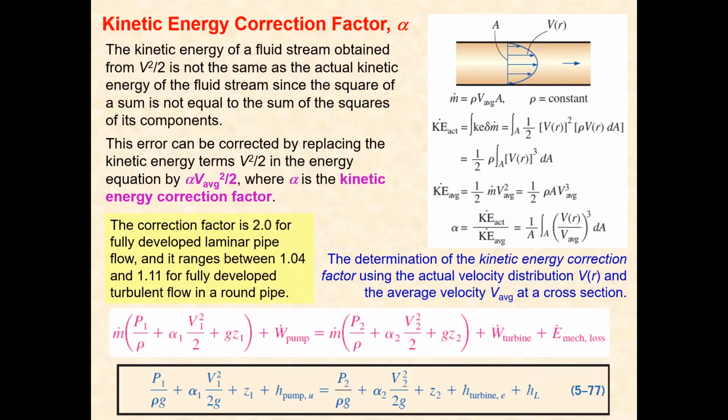The kinetic energy correction factor alpha is used to remove the error caused by the kinetic energy obtained from V squared over 2 not being the same as the actual kinetic energy. If alpha is not given in the problem, we can always assume it equals unity, or 1. So you just need to add another term into the generic equation we've seen before, just add alpha, the correction factor. This one is in terms of power, rate of energy, and this is in terms of head. The same thing, just add alpha in the kinetic terms.